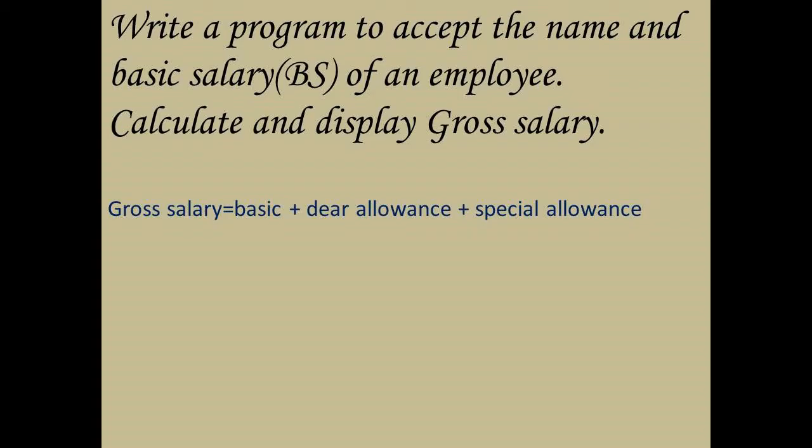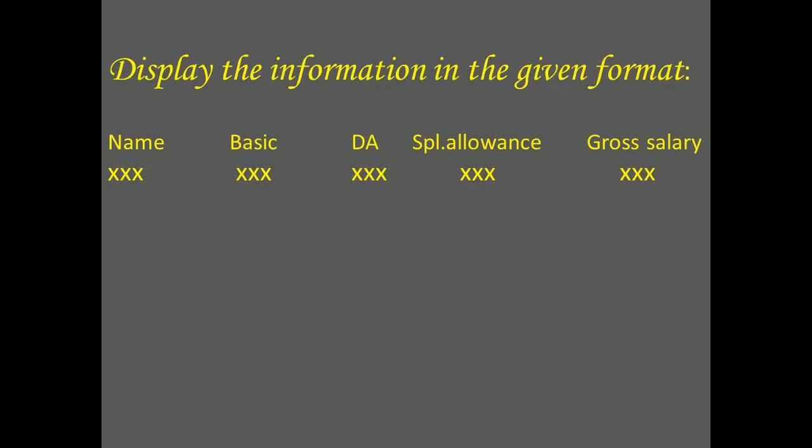Write a program to accept the name and basic salary BS of an employee. Calculate and display the gross salary. Gross salary equals basic plus dearness allowance plus special allowance. There is an equation to calculate this gross salary. And display the information in the given format: name, space, basic, space, DA, space, special allowance, space, gross salary. And in the second line we have to give the answer. The same format you have to use for printing the answer.